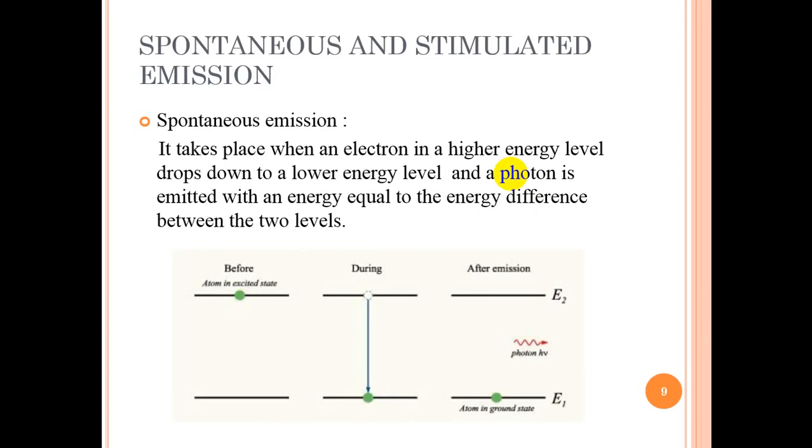Spontaneous and stimulated emission. Spontaneous emission takes place when an electron in a higher energy level drops down to a lower energy level and a photon is emitted which is equal to the energy difference between the two levels.